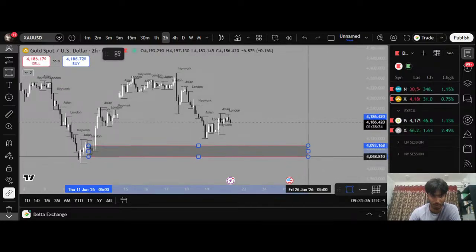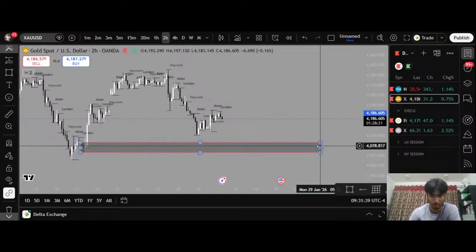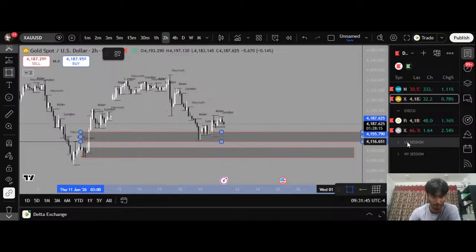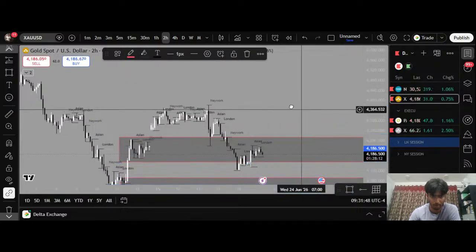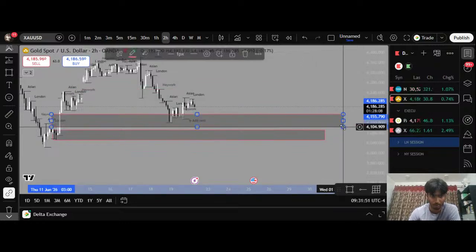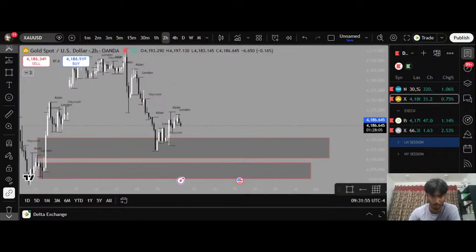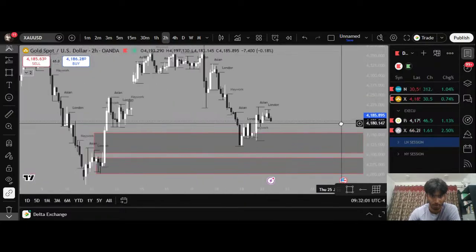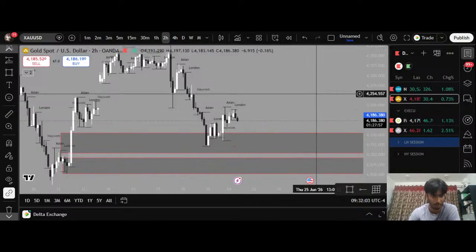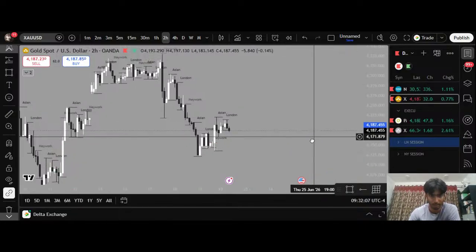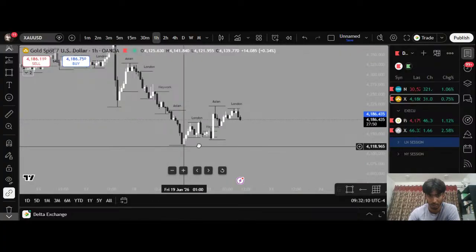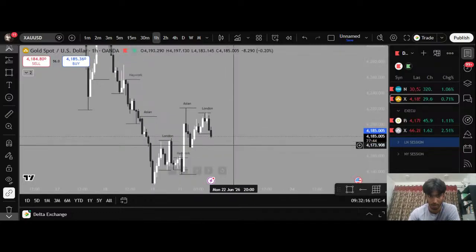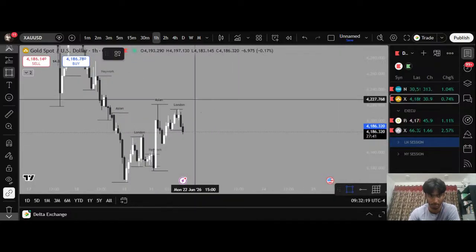See, on the 2 hour, this is still unmitigated. This zone is being respected. These are bullish breakout structures, but they're still in this inefficiency range. So a bias still would be bearish. On the 1 hour, if we break this structure and show other confluences, probably we'll look for some bearish trades.